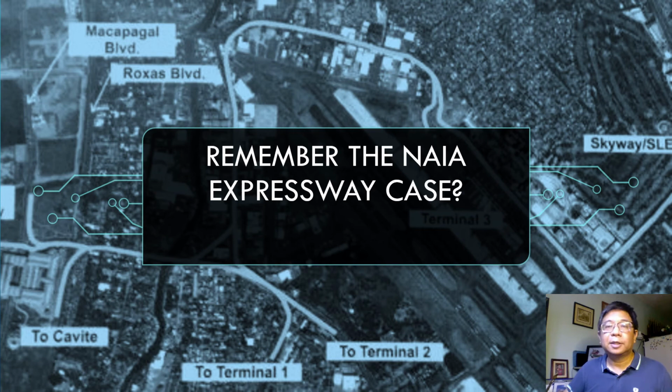So let's take another example. Remember the NAIA Expressway case from Module 1? Let's use this project and identify what are some of the requirements that we can think of.